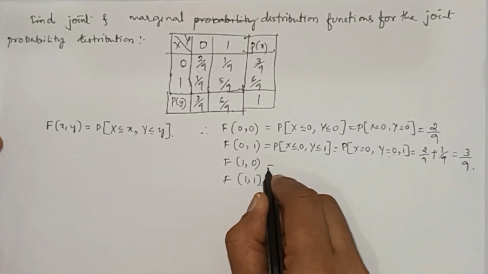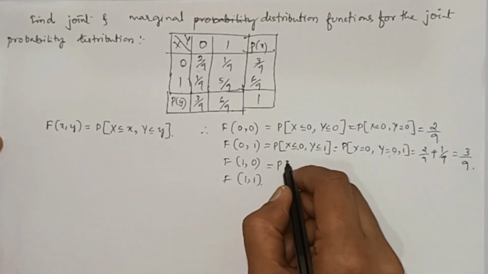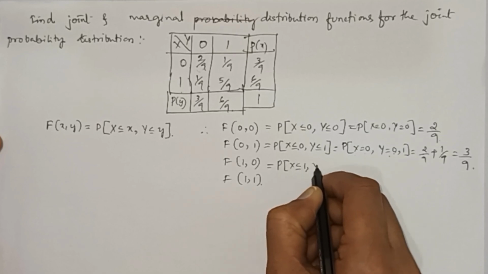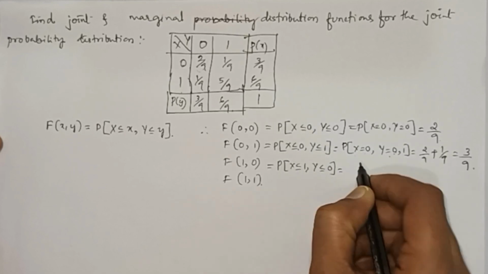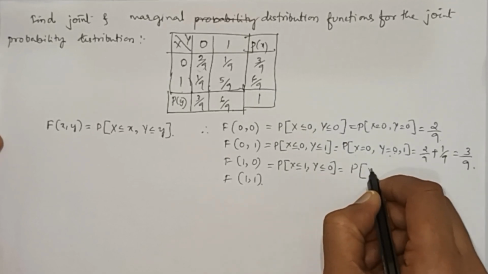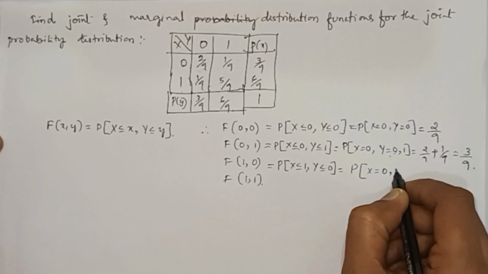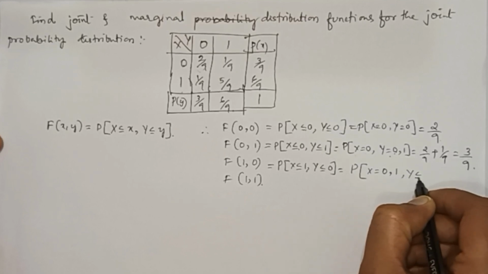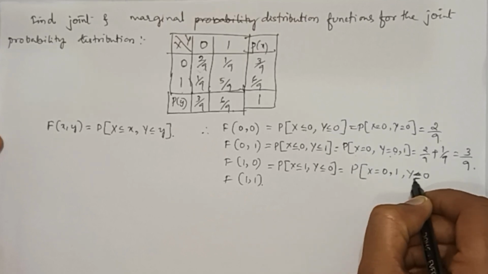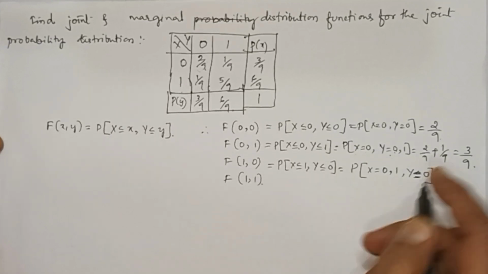Similarly, I need to get F of 1, 0. P of X less than or equal to 1, Y less than or equal to 0. X less than or equal to 1 means X satisfies two values, 0 comma 1, and Y less than or equal to 0 means only one value, Y equal to 0.